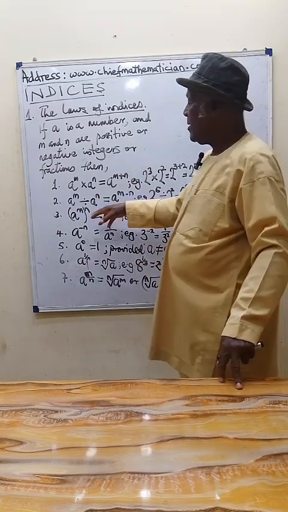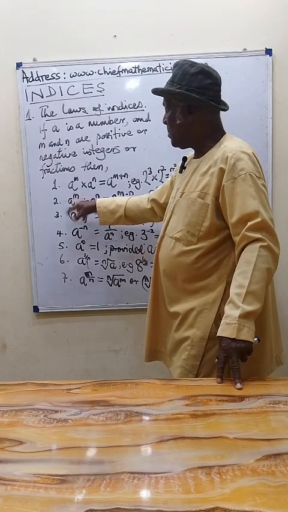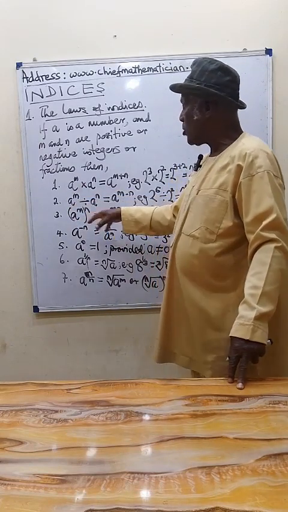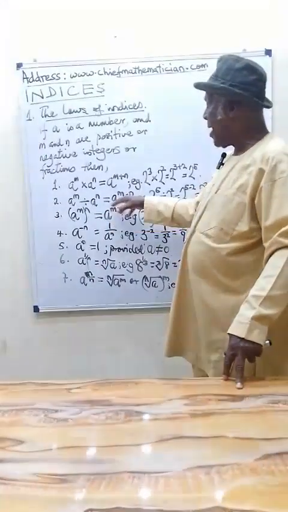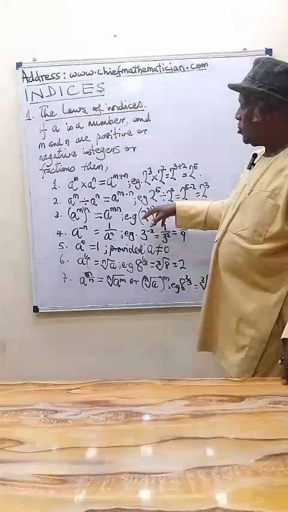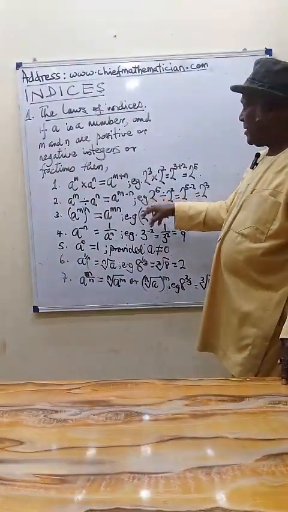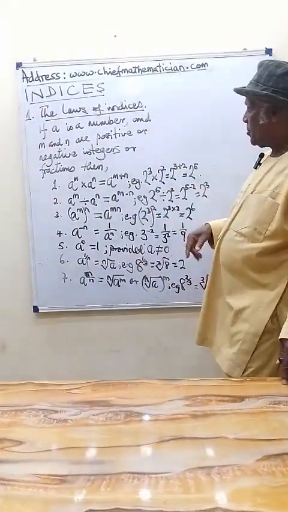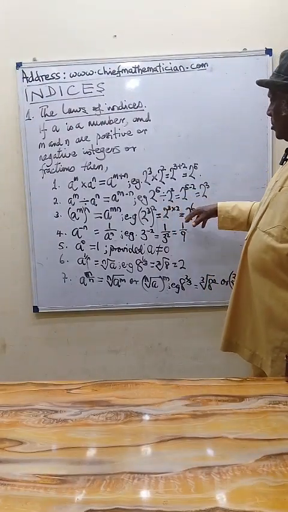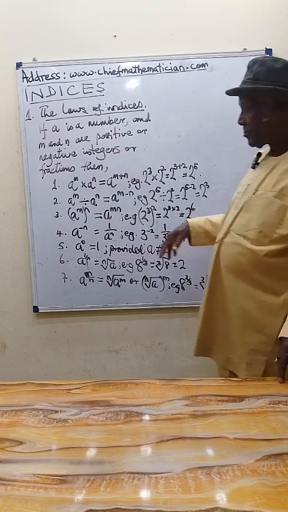Number 3, A raised to the power M in bracket raised to the power N is equal to A raised to the power M times N, multiplied. Example, 2 raised to the power 3 in bracket raised to the power 2 is equal to 2 raised to the power 3 times 2, which is 2 raised to the power 6.